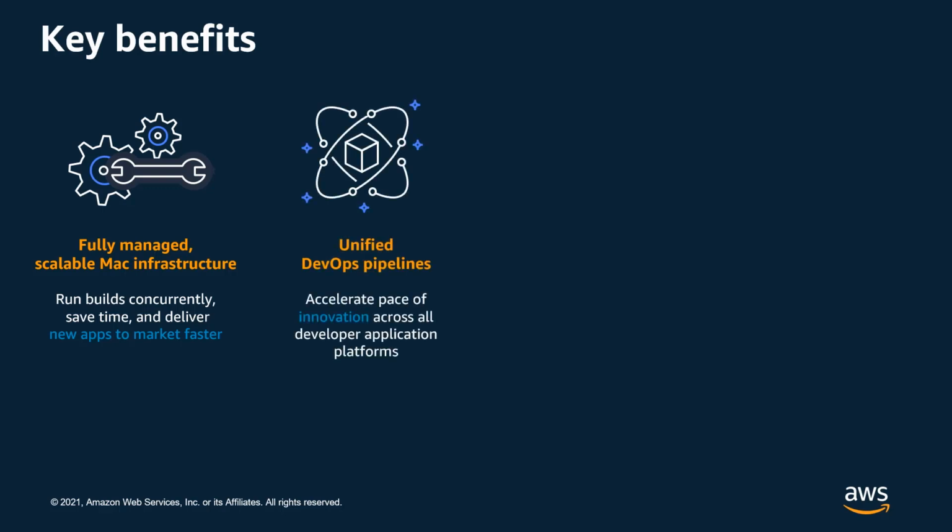You can also unify your DevOps pipelines. This is actually one of the bigger benefits for a lot of our customers who may already have pipelines within EC2 or AWS for Linux or Windows-based delivery. They can now add macOS to those same pipelines and really accelerate that pace of innovation because you're not treating Mac as a completely separate process.